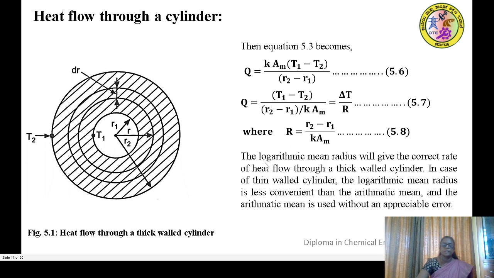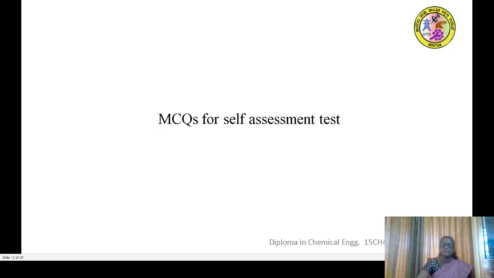So in case of thick walled cylinder, this log mean radius gives you the correct rate of heat flow. Whereas if the wall of the cylinder is thin, then we can go for arithmetic mean radius for calculating the rate of heat transfer. So in that case, arithmetic mean can be used without any appreciable error.